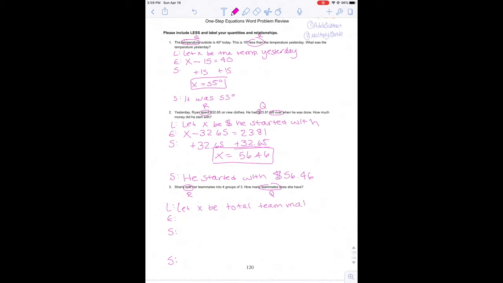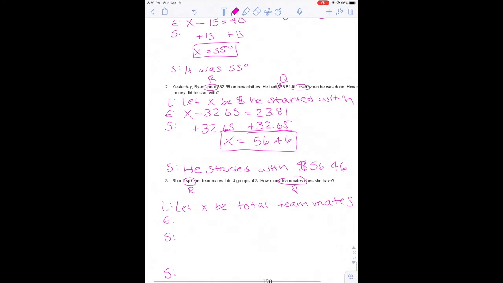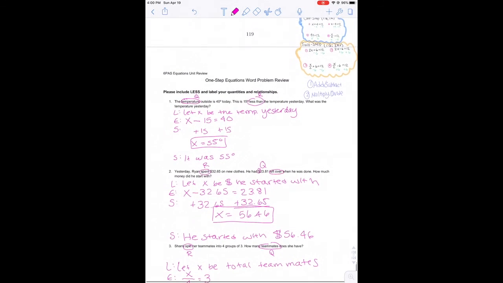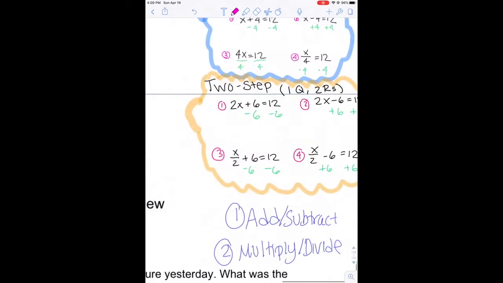So we have how many groups there are. We have how many people were in each group. The mystery is, what is the total number of teammates? The equation, split usually means division. So if we take the total number of teammates and split them into 4 groups, we will end up with 3 per group. So that's equation type from the 1-step category number 4. That's this one right here.